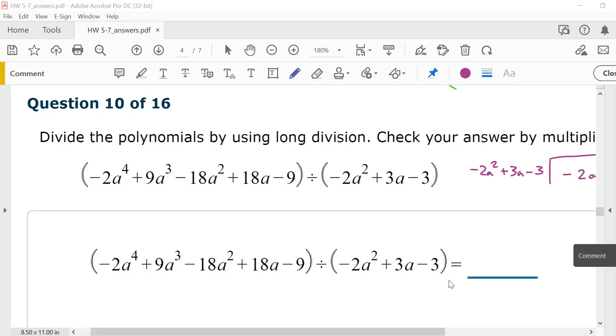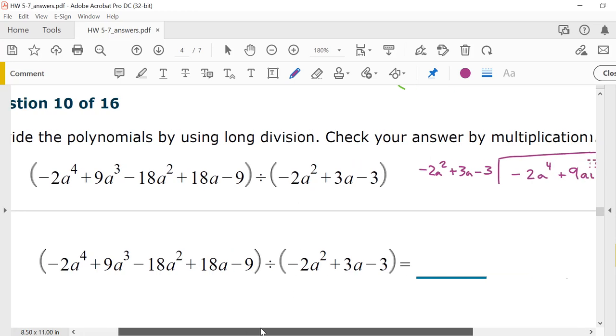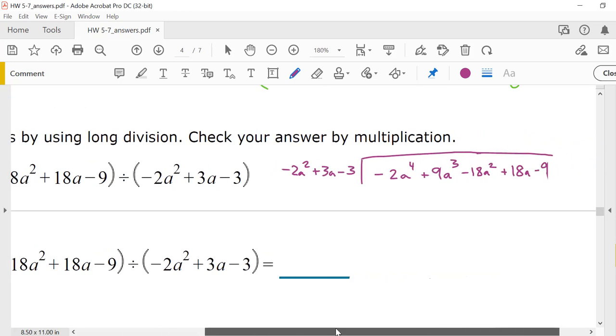Okay, we're going to finish section 5.7. Question 10, we're going to divide the polynomials. I've already written the polynomial long division over to the right. First thing we need to ask is negative 2a squared times what gives us negative 2a to the fourth? And the answer is a squared.